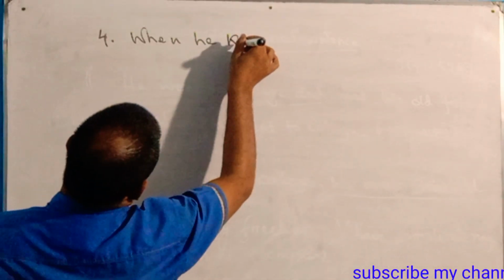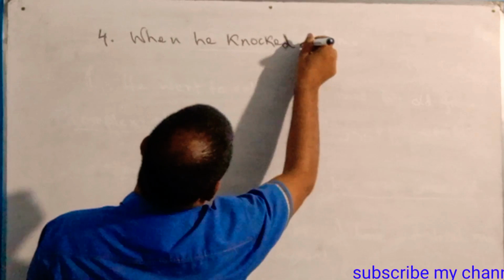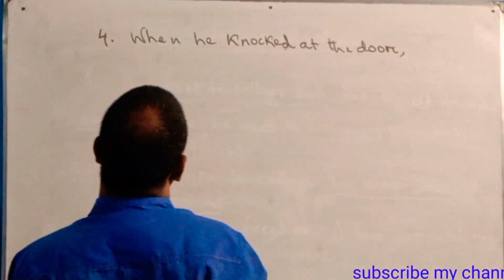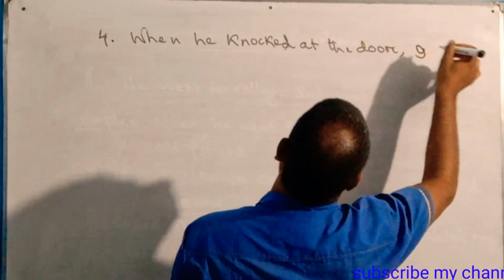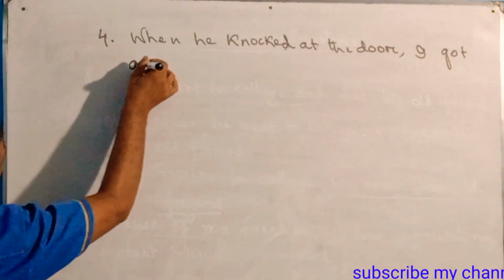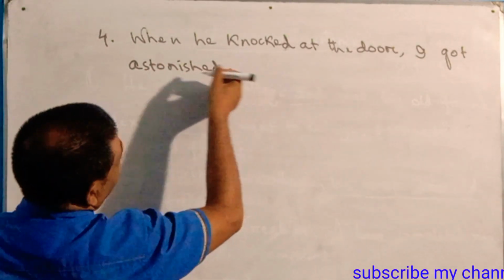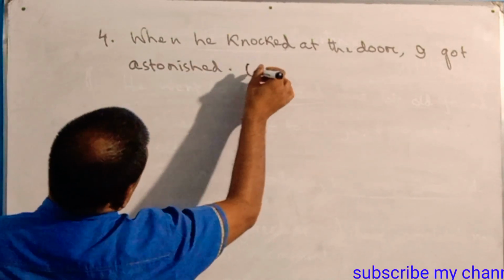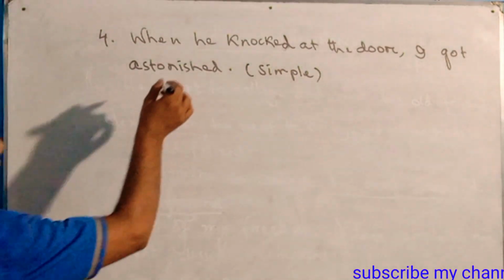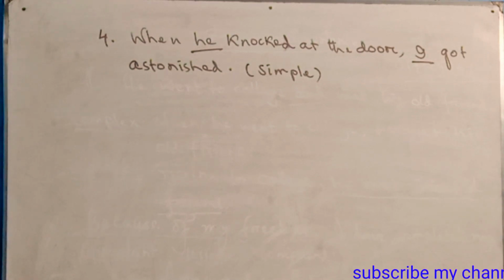When he knocked at the door, I got astonished. Make it simple. Here is a different subject. First one is "he" and second subject is "I". When he knocked at the door, I got astonished, I got surprised.